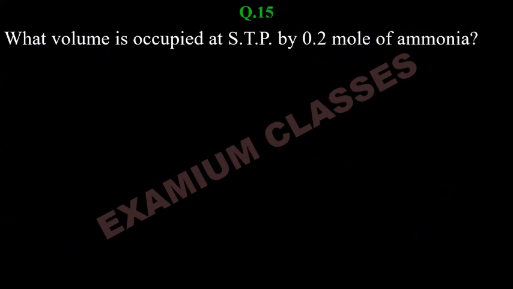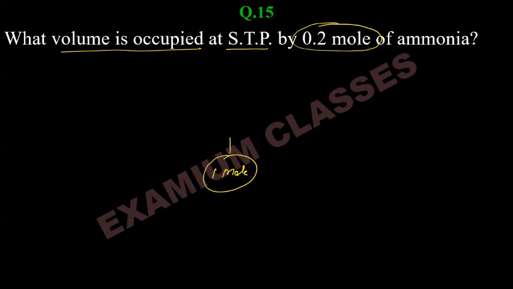Next question is, what volume is occupied at STP by 0.2 mole of ammonia? We don't bother about whether it is ammonia, nitrogen or oxygen. The conversion is very simple. 1 mole of any gas is equal to 22.4 liter. So whether it is ammonia or nitrogen, we don't bother about that. Just apply the unitary method. Tell me the answer in chat window.